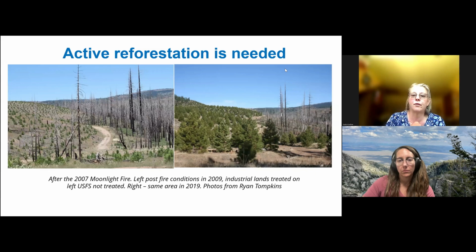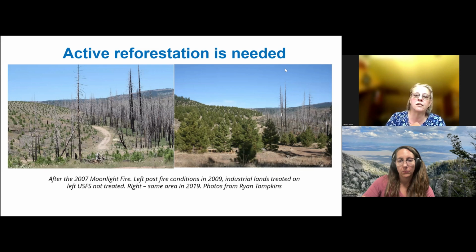Here are some photos from my colleague, Ryan Tompkins, to kind of illustrate this issue. This is a picture on the left of after the Moonlight Fire in 2009. You see a property boundary. On the right, you see the Forest Service. On the left, you see industrial timberlands managed by W.M. Beatty and Associates. They were able to go in immediately, plant trees, remove dead trees, and get a new forest started. Whereas the Forest Service was not able to do that.